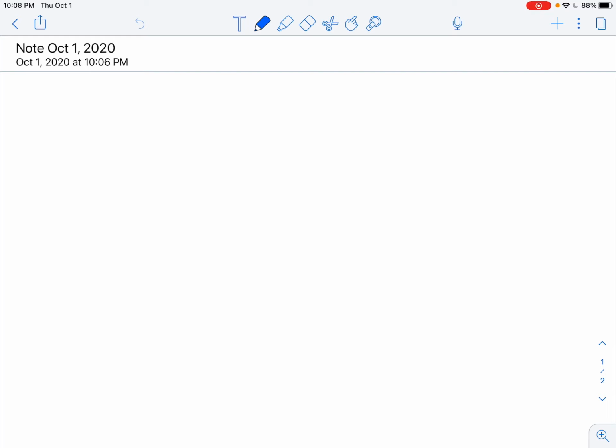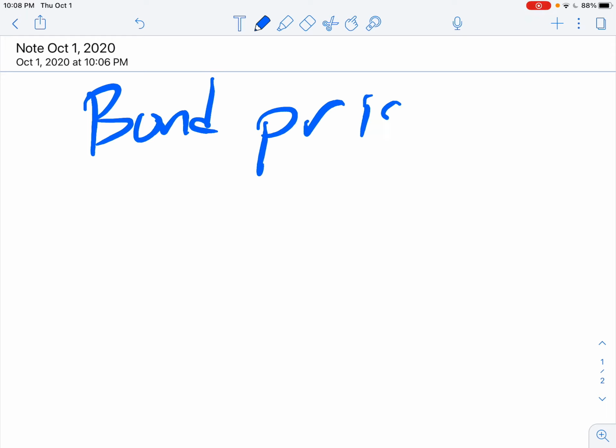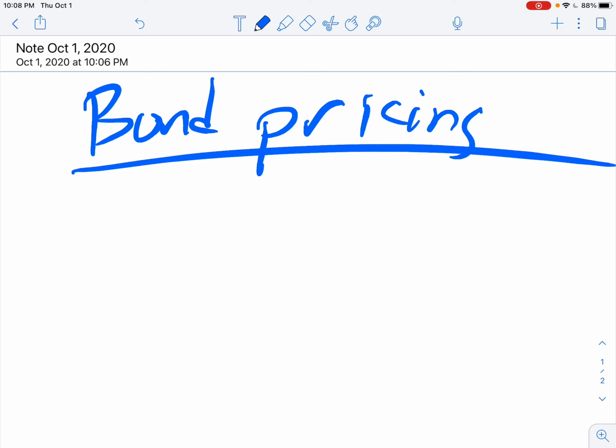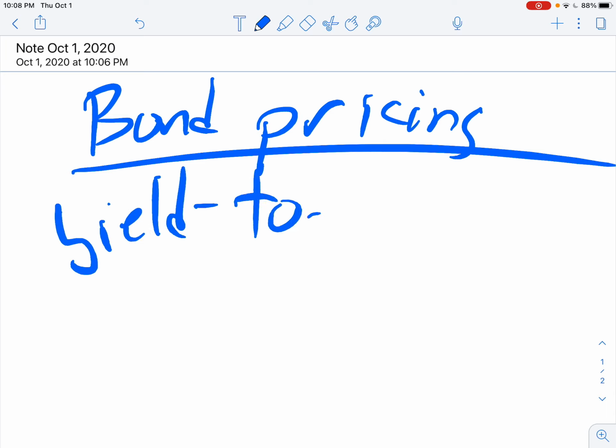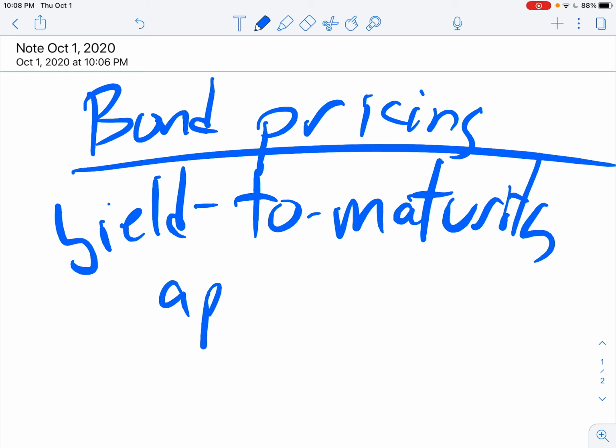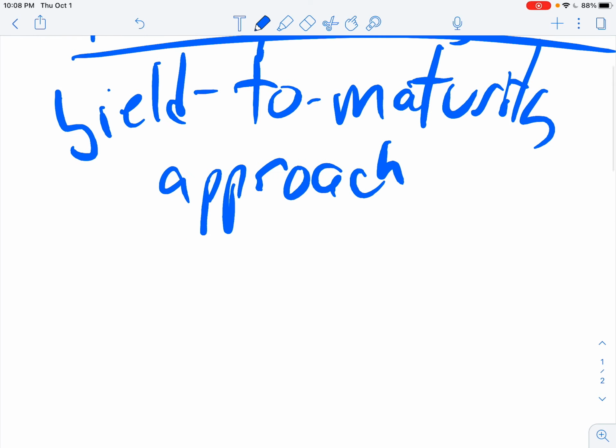The topic now will be bond pricing. And we'll start off with a method of bond pricing known as the yield to maturity approach. Now, the yield to maturity approach is not a very good way to do things, but it's a good way to start trying to understand.